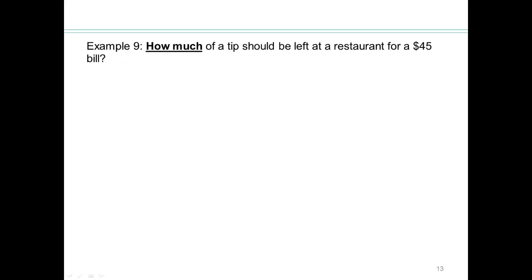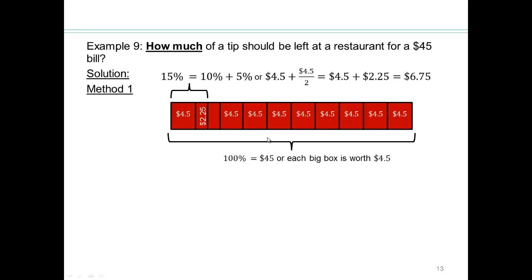All right, try this one on your own. Now, there is no right or wrong answer here because it depends on what percent tip you leave. Some people leave 15%, some leave 18%, some leave 20%. Most typically, people leave 15% tip. When you're sitting at the table, you probably can visualize it. $45 broken into 10 equal pieces would be $4.50. So we have $4.50, 10 boxes makes 100%, and then 15% would be 10% plus half of 10, which is $2.25. Added together will give you $6.75. Does that make sense?